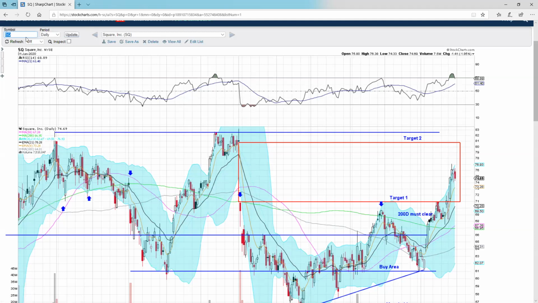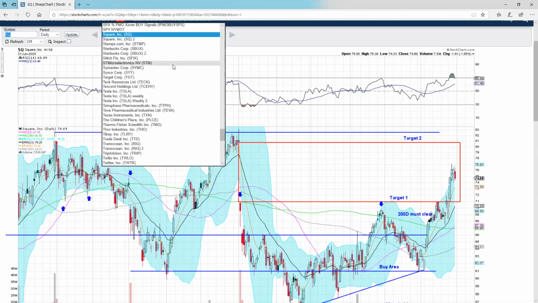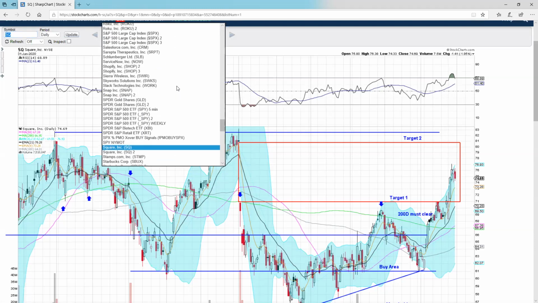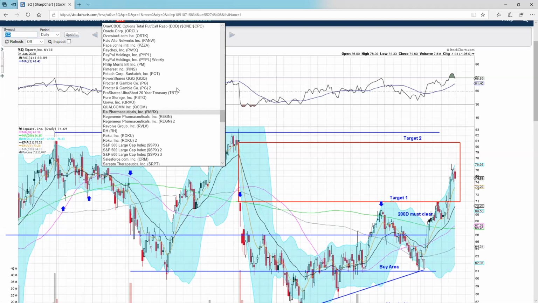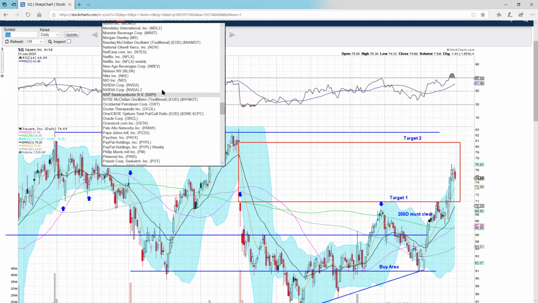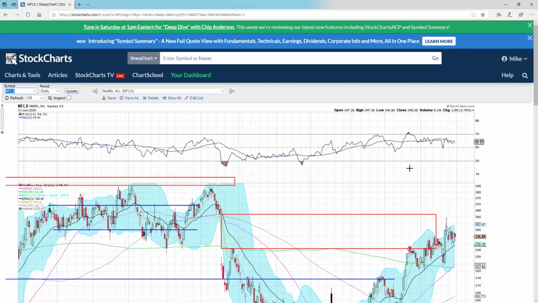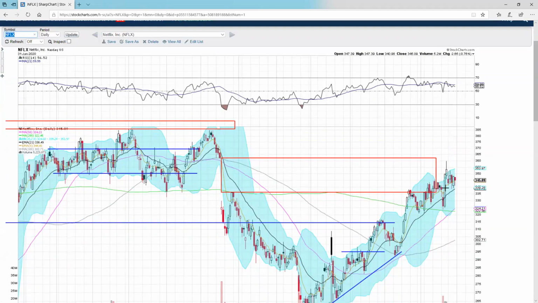Netflix. We kind of went over Netflix here. But again, everybody loves Netflix. This name has been killing people left, right, and center for the last year. But here it is. It went into that gap. When it went into that gap, there were 2 days of trades here, right? Now it's kind of sitting here.